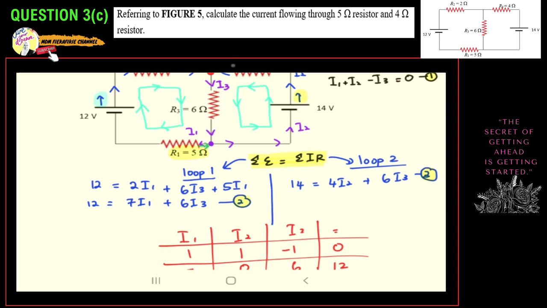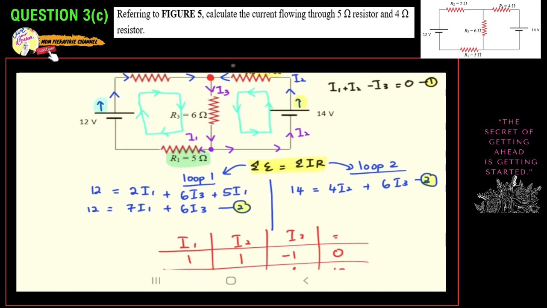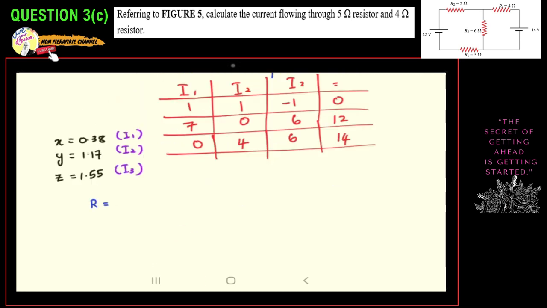Okay, so 5 ohm resistor adalah R1, and then 4 ohm resistor adalah R4. Current that pass through R1, which is 5 ohm resistor, is I1 and it is equal to 0.38 ampere. Current that pass through 4 ohm resistor, which is I2, is equal to 1.17 ampere. Okay, so kita dah dapat jawapan. So finish question 3C.